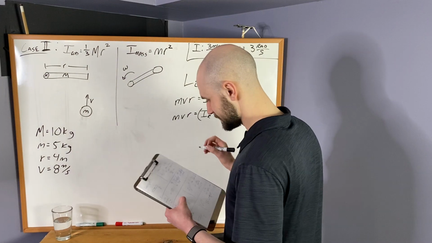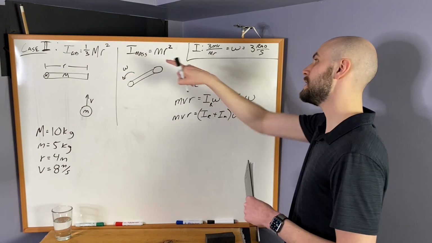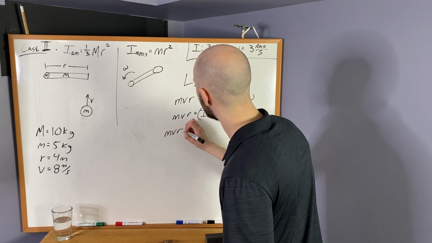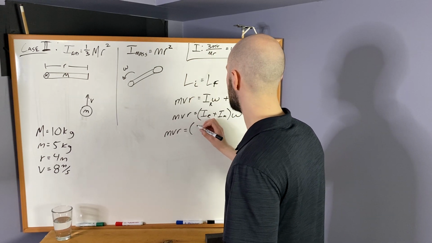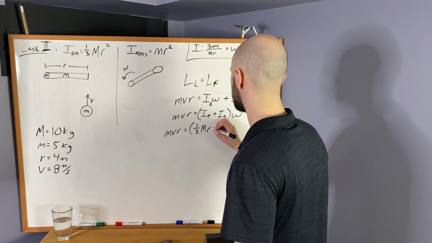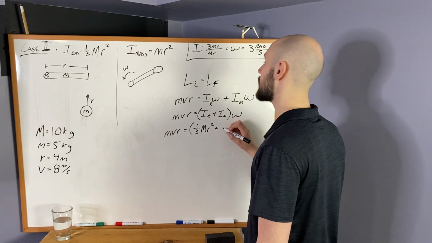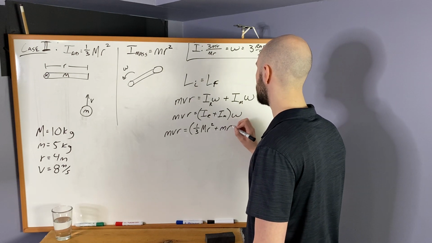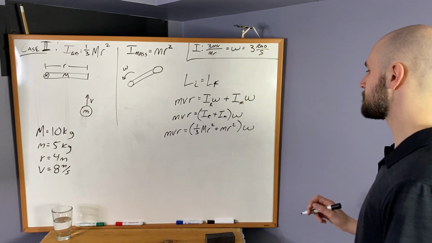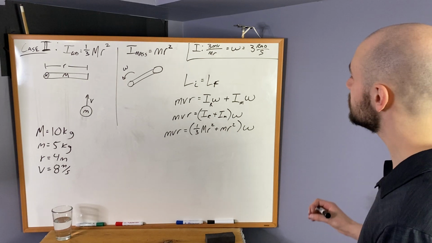All right, let's do it. So we're going to plug in what we know about the rotational inertia of the rod and the rotational inertia of the point mass. We have mvr is equal to I of the rod, which is 1/3 big M r squared, plus, no constant of 1 out in front, so this is little m r squared, all multiplied by omega. Okay, here we want to simplify, solve for omega.